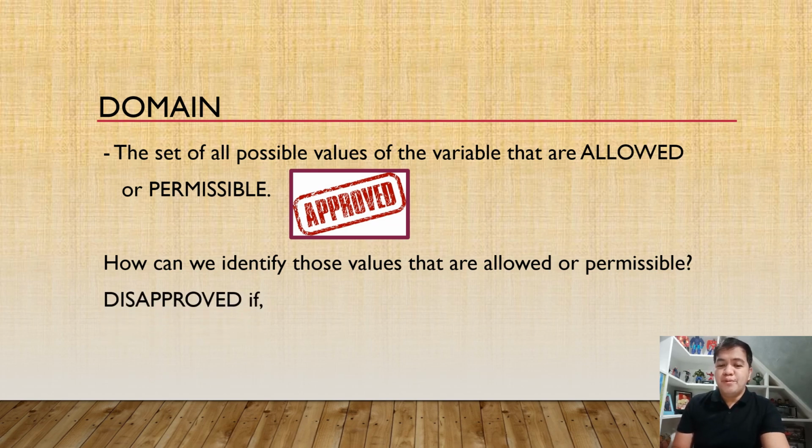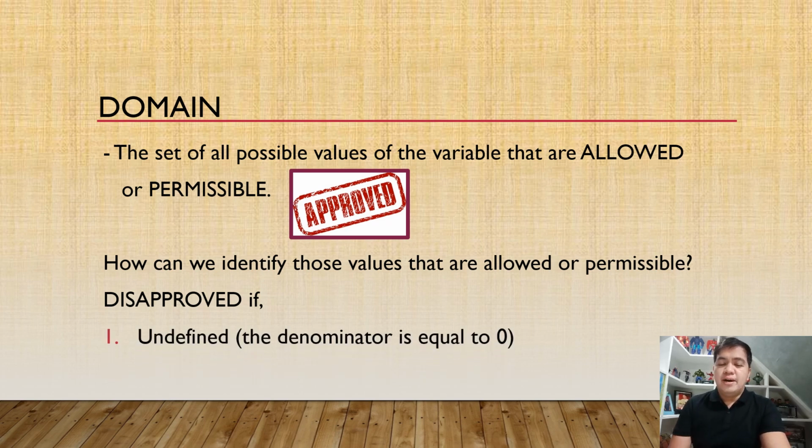Okay, disapproved if, so hindi papayagan kung number 1, undefined. Pag naging undefined siya, ang ibig sabihin ng undefined ay yung denominator ay nag-equal to 0. Kanina pa natin pinag-uusapan, bawal maging equal to 0 ang denominator, kaya undefined ito. So, kanina pa natin binabanggit yun. So, if the denominator is equal to 0.